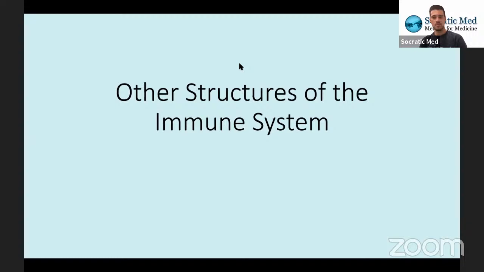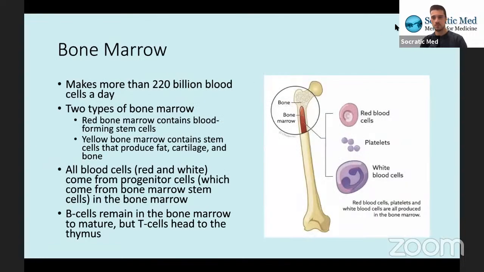Okay, and we'll do other structures of the immune system. So bone marrow, for example, we'll start with. Your bone marrow makes more than 220 billion blood cells in a single day, which I thought was really cool. Two types of bone marrow. There's red bone marrow and yellow, and they each produce different types of blood cell. Red bone marrow contains blood-forming stem cells, and yellow bone marrow contains stem cells that produce fat, cartilage, bone, all of that sort of connective tissue. So we do have stem cells in our bone.